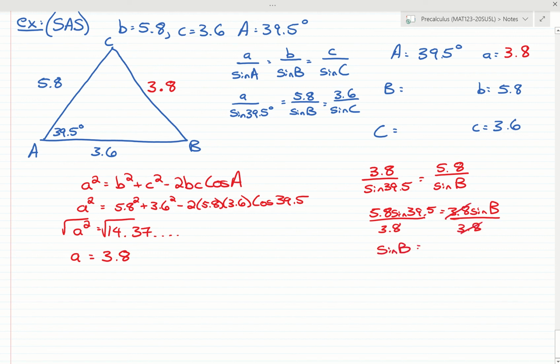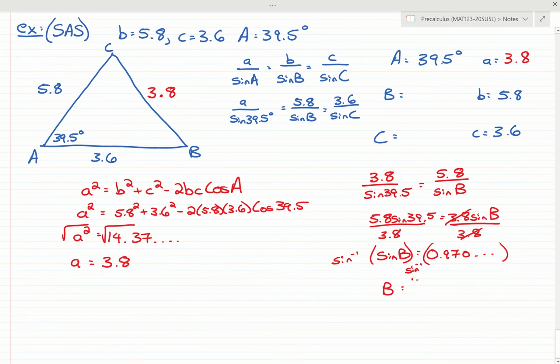I'm getting that the sine of B is equal to 5.8 times the sine of 39.5 divided by 3.8, and that comes out to 0.97, whatever. I want to take the inverse sine of both sides. And if you do that, the inverse sine of second negative tells us angle B is 76.1 degrees.